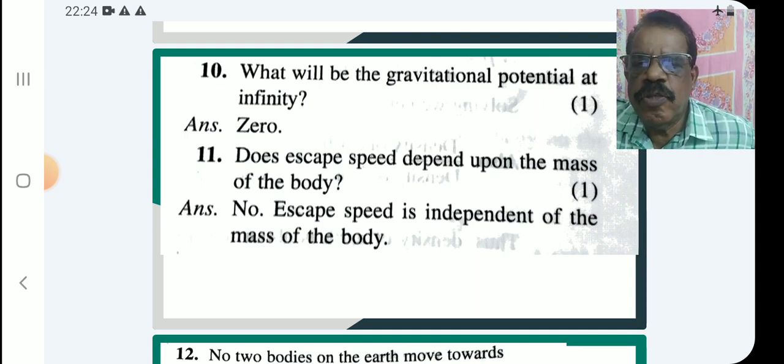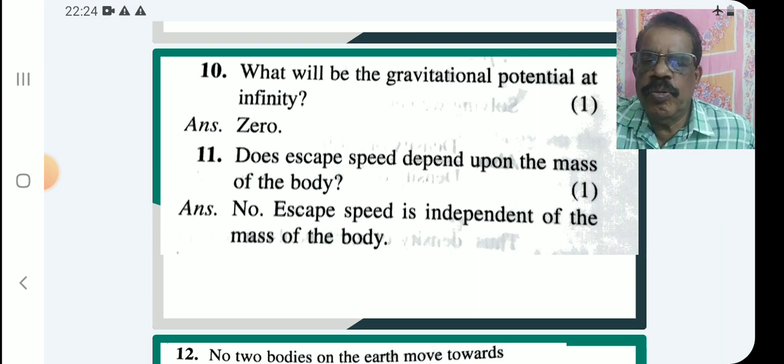No. Escape speed, the answer is no. Escape speed is independent of the mass of the body.